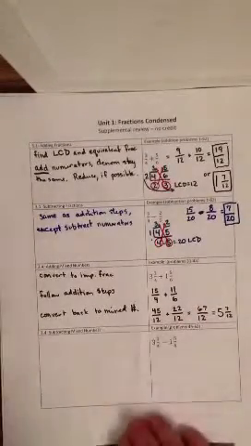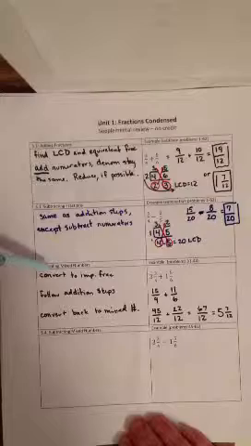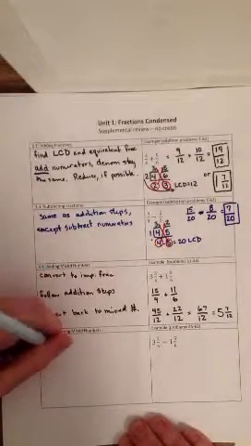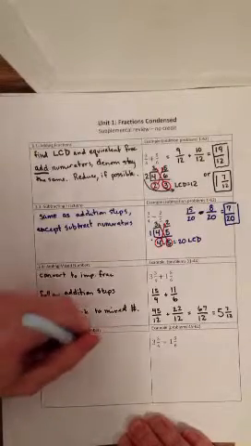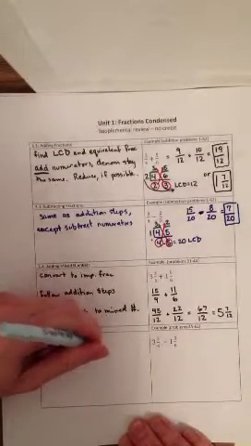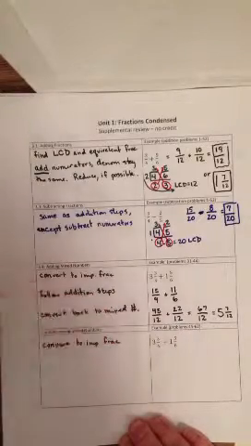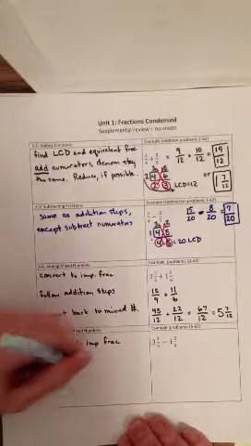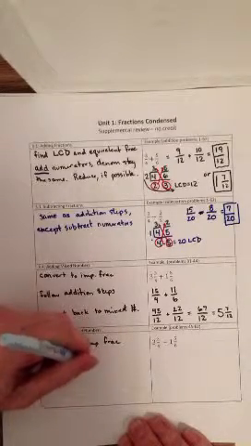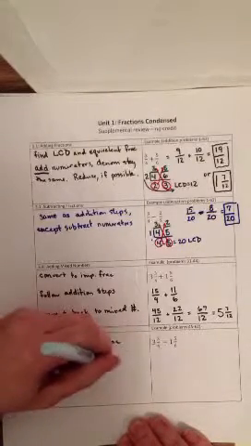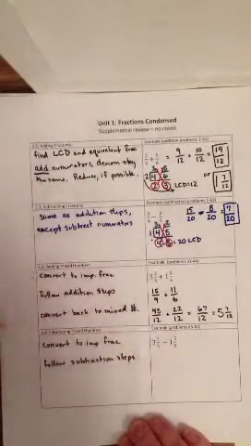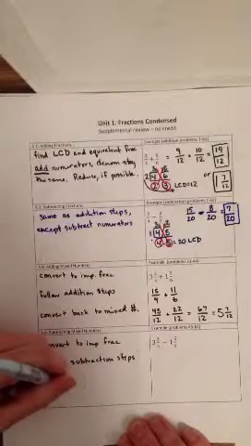To the subtraction problem, our first option is to do it the same way that we did the adding mixed numbers here. We're going to convert to improper fractions and then follow the subtraction steps and then at the end convert back to mixed numbers.